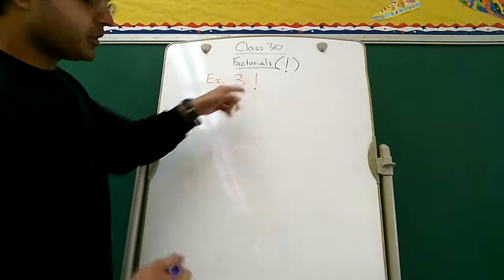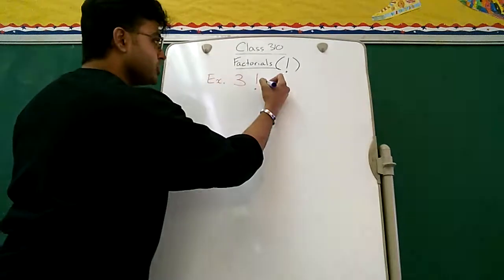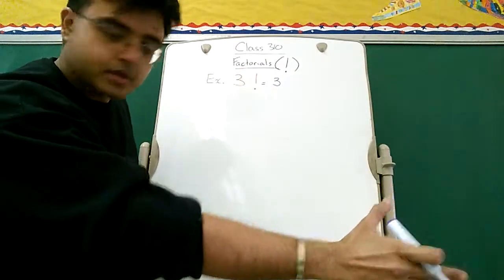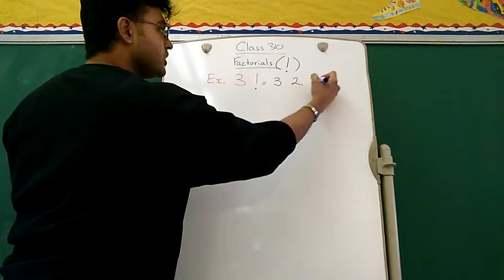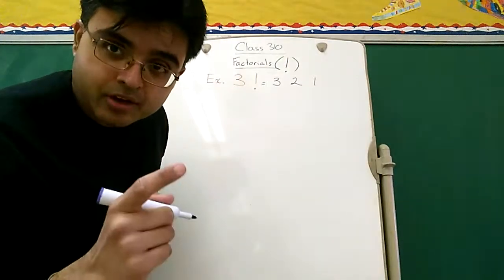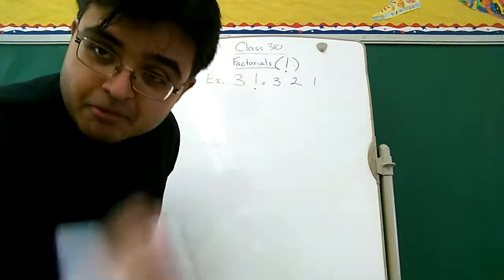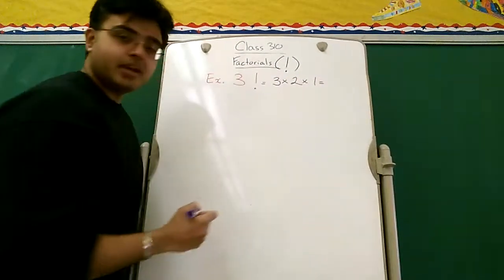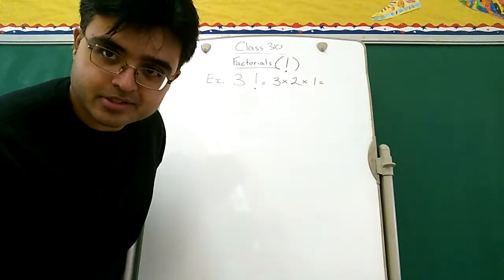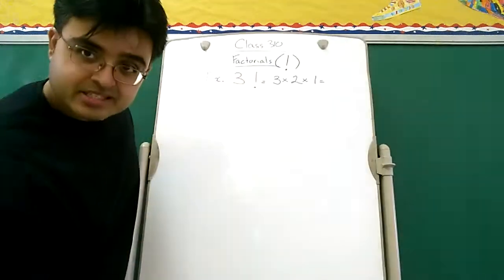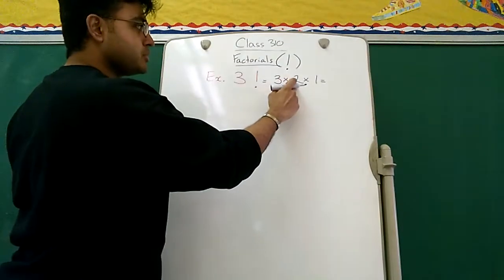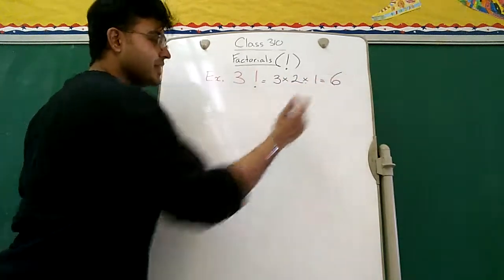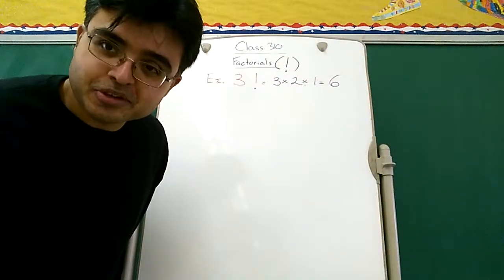3 factorial simply means you're going to start from the number 3, and then you're going to go down. So 3, 2, 1. And what will we do with those numbers? We're going to multiply them. So 3 times 2 times 1. And this is what a factorial is. So 3 factorial basically means 3 times 2 times 1. 3 times 2 is 6. 6 times 1, 6. And that is the answer. And that's how you do factorials. It's as simple as that.